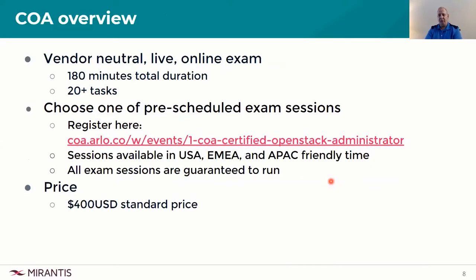The exam itself is planned or booked for 3 hours. Most students finish in under 2 hours. So that tells you if you're an average student, you'll finish in under 2 hours. If you run into problems and you need to undo certain tasks, you have time. Don't panic. Don't stress. You'll have time to do all that. Again, 20 plus tasks. Can't tell you the exact number of tasks because those might change in the future.